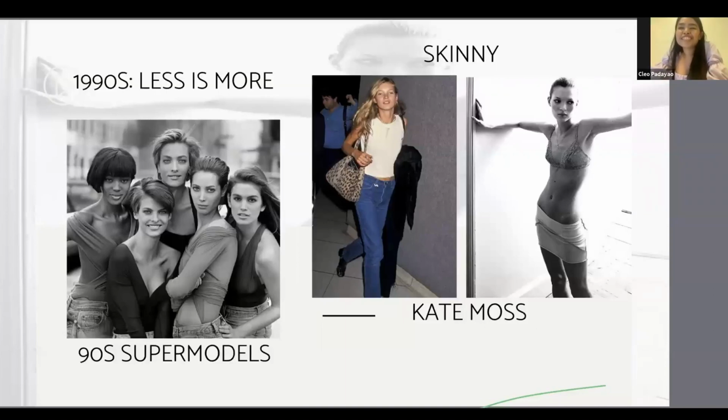The popular look is a minimal look, but in order to flatter you with that minimal look, you needed to be skinny. So like Kate Moss here, she was very popular, a popular model. And this was also the time where the 90s supermodels were introduced. So that's them, the original 5 in the left picture.